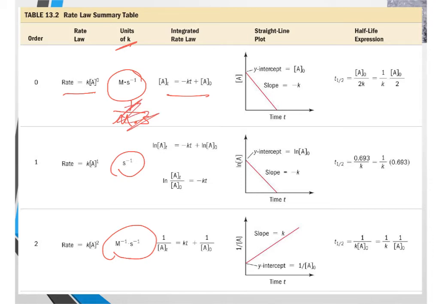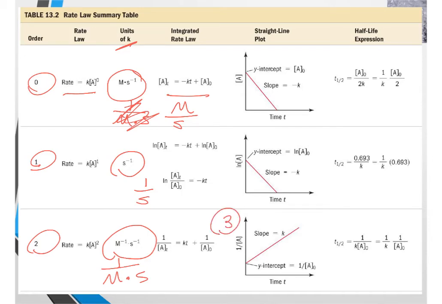All right, 0 order, the units for K are molarity over seconds. First order, it is simply 1 over second. Second order, it is 1 over molarity per second. And to continue the pattern, if I had a third order overall reaction, the units for K would be 1 over molarity squared times second. Do you see a pattern? And that's just going to help you remember.